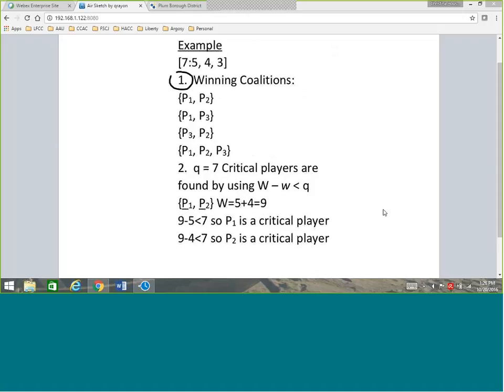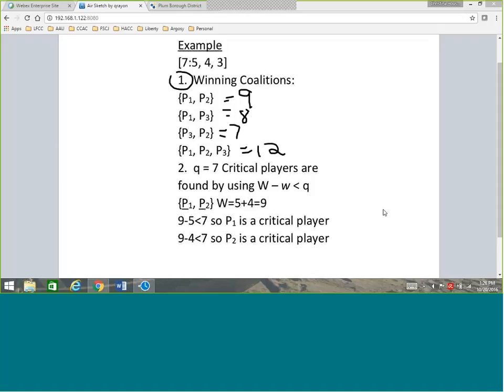Player 1 plus player 2 is 9. That meets the quota of 7. Player 1 plus player 3 has a total of 8, so that meets the quota. Player 3 plus player 2 has a total of 7, which meets the quota. And then when you add all 3 players, you get 12, which also meets the quota. So these are the coalitions in this situation. There are 4 different ways to have a winning coalition.